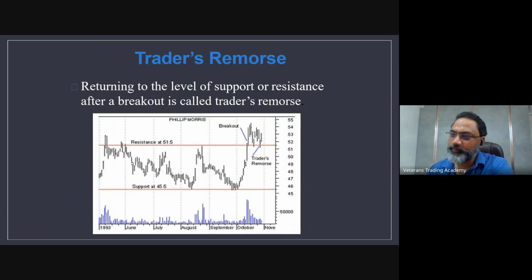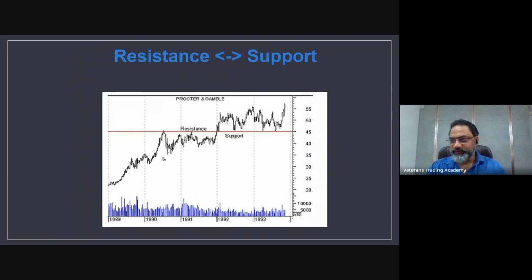Apart from this, there is also something known as traders' remorse. Once support or resistance is broken, it is generally retested. Like in this case, the stock was in a range of about 45 to 52 for some time, and then it broke the range at 51. When it broke the range at 51, it went up for some time. However, it came back and tested the same place, coming to 51 again. So what happens every time?